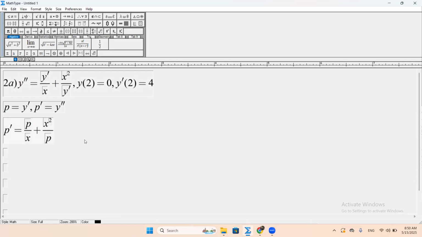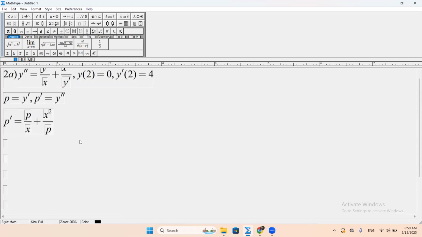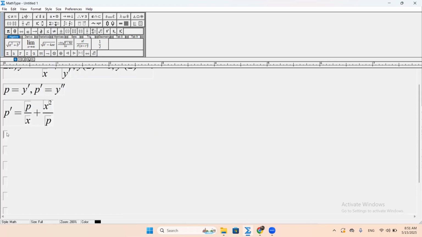What is the equation we received? It is a Bernoulli equation. We have p prime in power of 1, and we have p in power of 1, so it is a little bit similar to a linear equation, but we also have this part where p has another power, power of minus 1. So it is a Bernoulli equation, and let's solve it using the Bernoulli method.